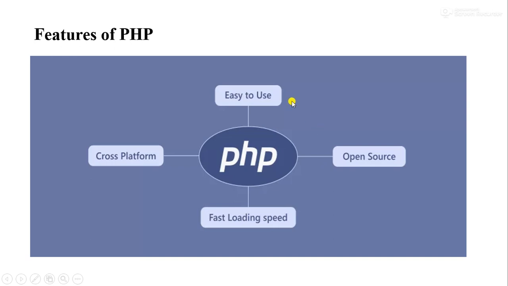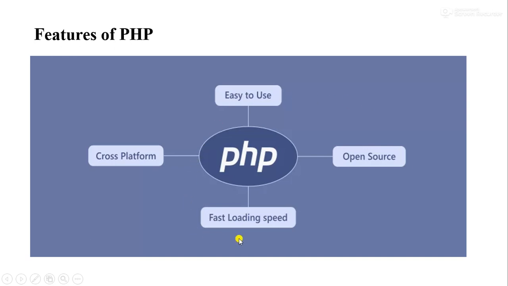So these are the features of PHP. Why do we need to learn PHP? There are many other backend programming languages available, but still PHP is the best programming language to start with because it is easy to use. It is open source, which means anyone can download PHP for free and they can modify it. We don't need to purchase any license for PHP. It is totally free, so PHP is an open source programming language.